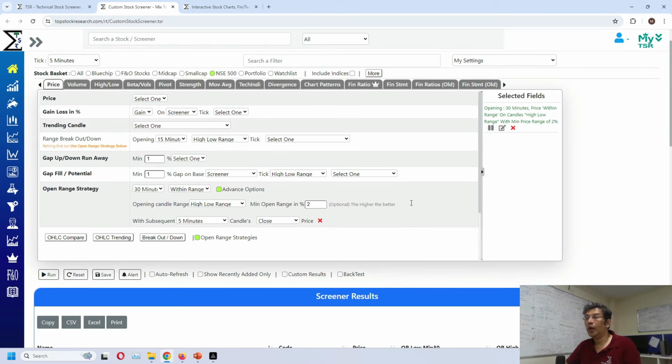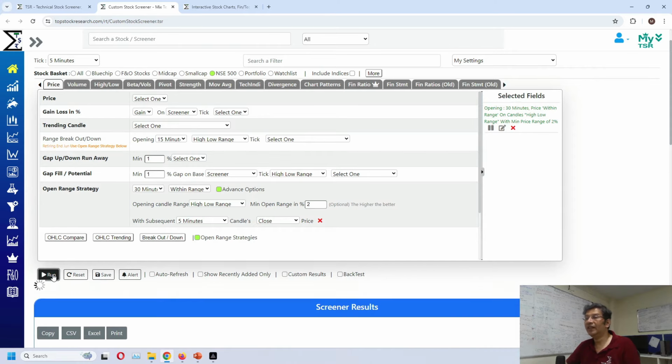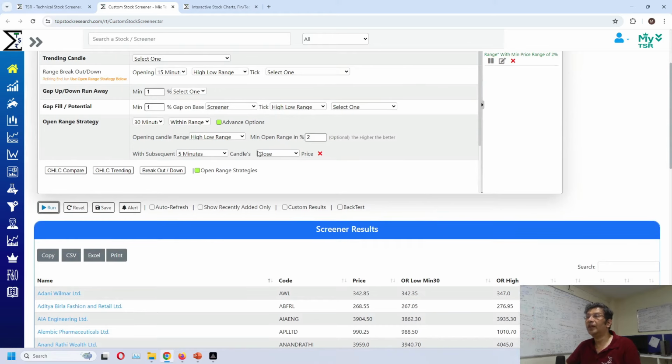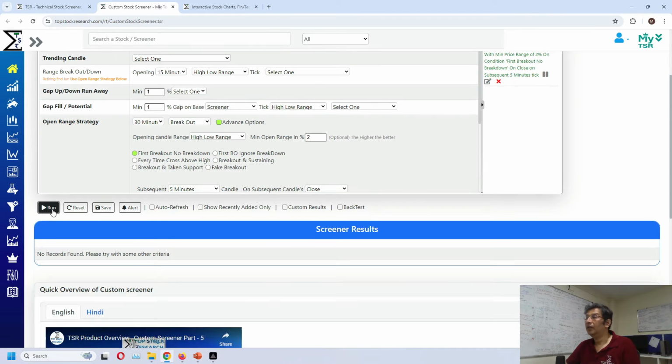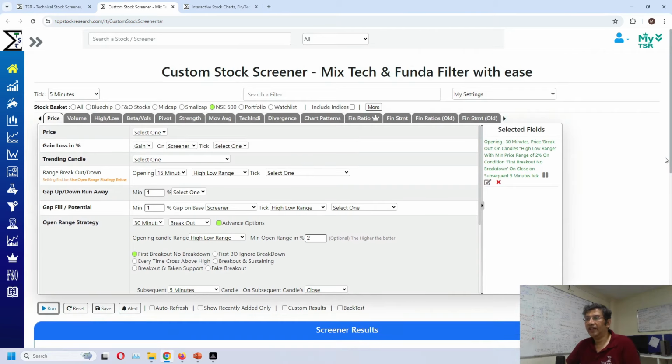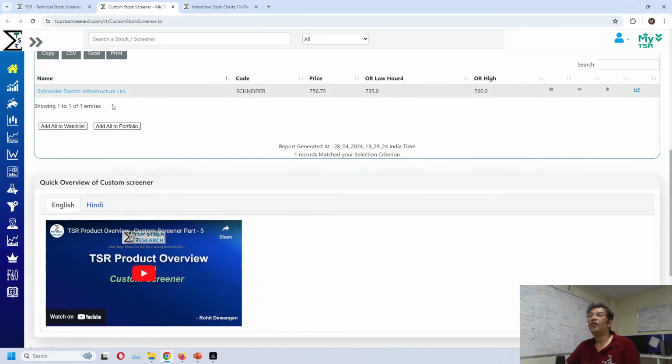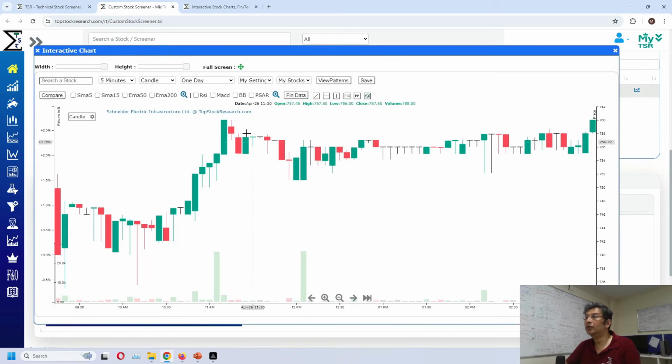So when we run with the more advanced option and see where the open range is coming in the consolidation, what we are looking at here is within range. Let's see on the breakout. When we see on the breakout, no records, as we have seen. Maybe we go into a slightly bigger time frame to see if there are any good results. Again, not much. We look at the 4 hour interval, maybe we'll find some stocks. Yeah, we find one stock which has given the open range breakout.